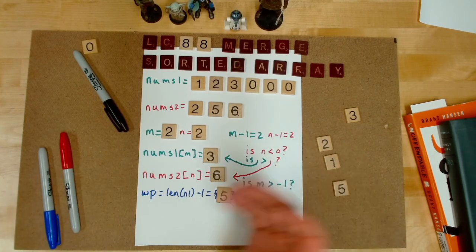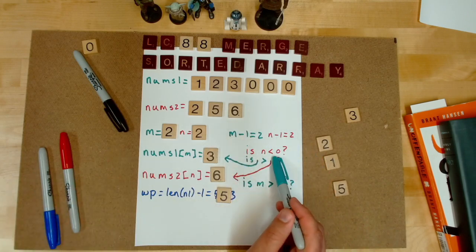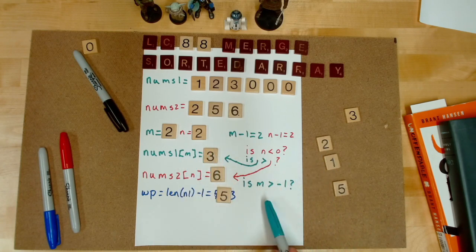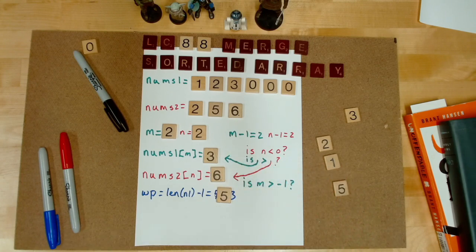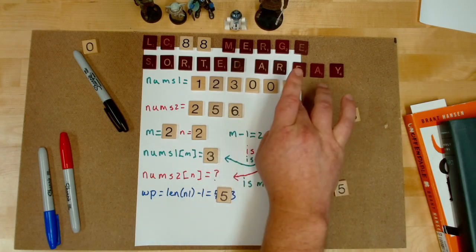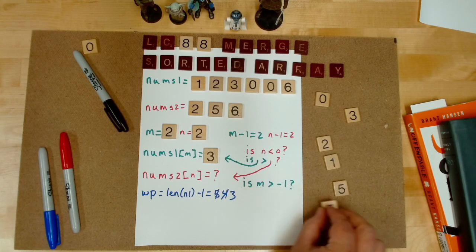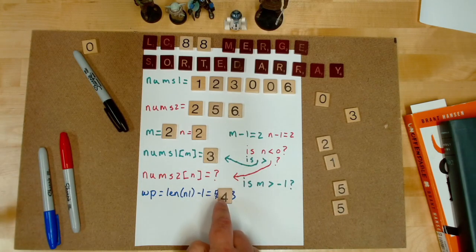So let's walk through the algorithm. So we have our pointers. We're going to check, is n out of bounds? n is 2, so n is not out of bounds. Is m out of bounds? No, it is not. Okay, so which one is bigger, 3 or 6? 6. Well, that's the one that gets merged. So we're going to put our 6 here. And because we wrote at the right pointer, we're going to decrement the right pointer. And I do not have a tile for that, so let's grab one. So the right pointer has been decremented.